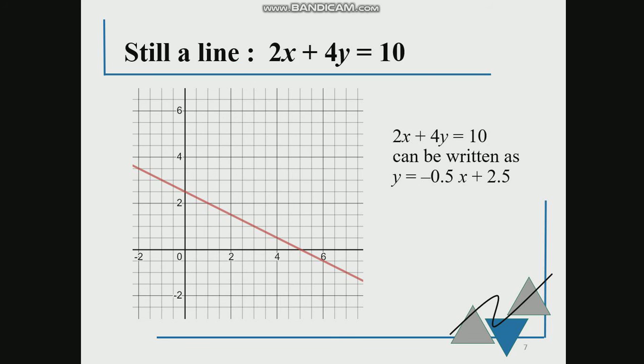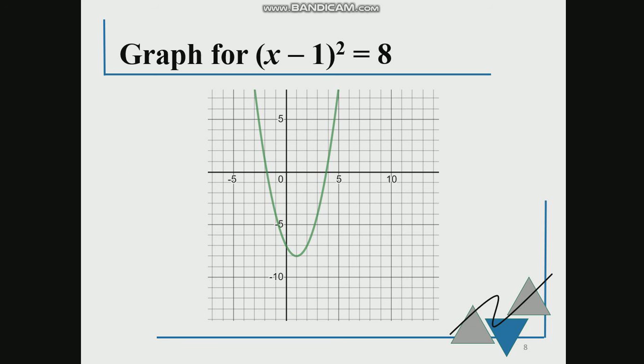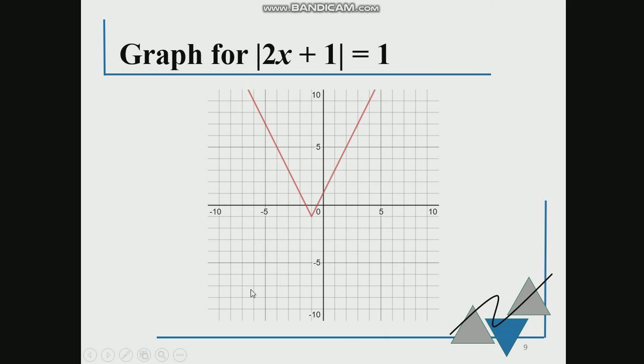So I've graphed these equations. There's the first one. Again, it is still a line. The problem is we have two variables. If we have an x squared somehow in our equation, right, that's a parabola, which is a U-shape, either U-shape up or an upside down U. If x is an absolute value, it's going to be a V shape or an upside down V.